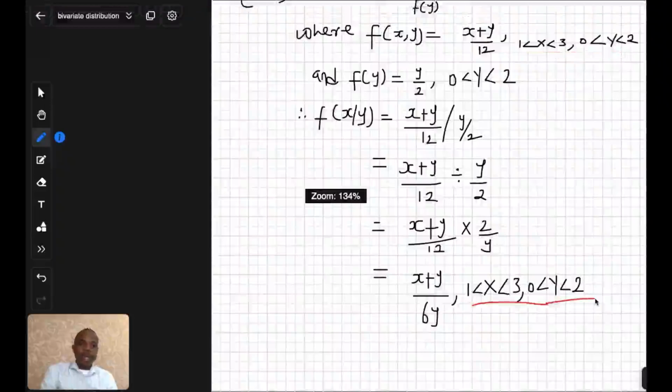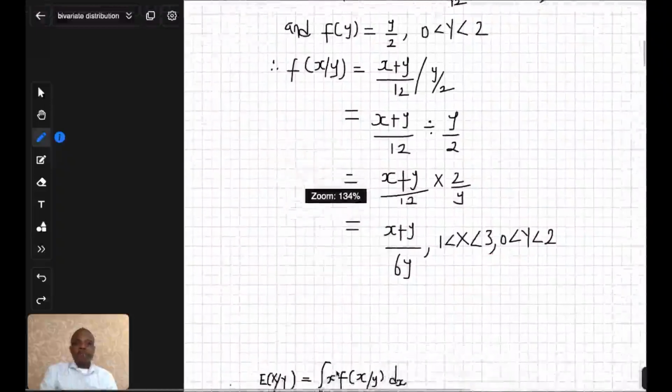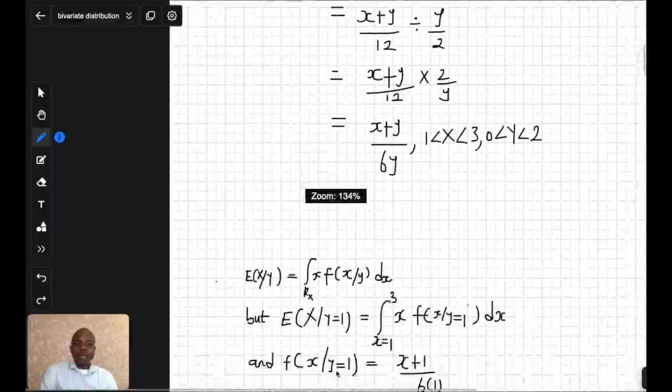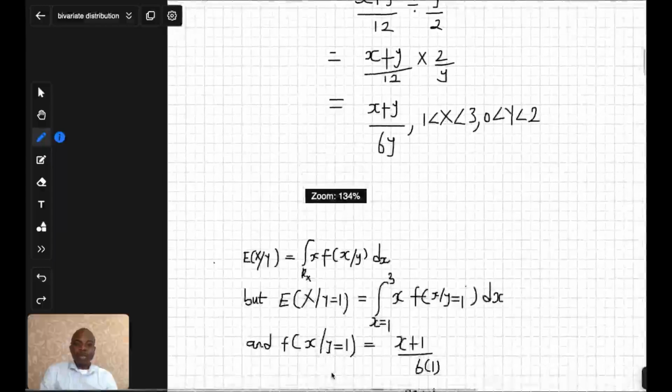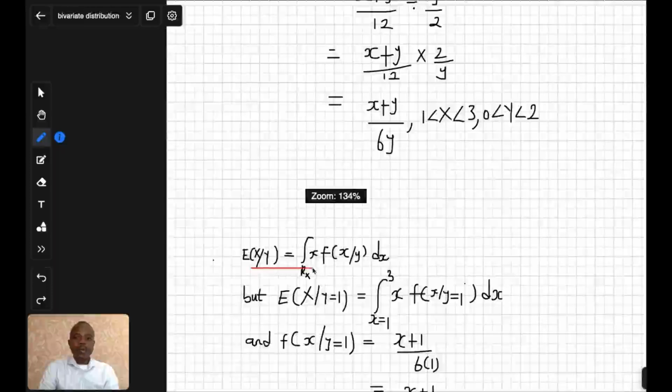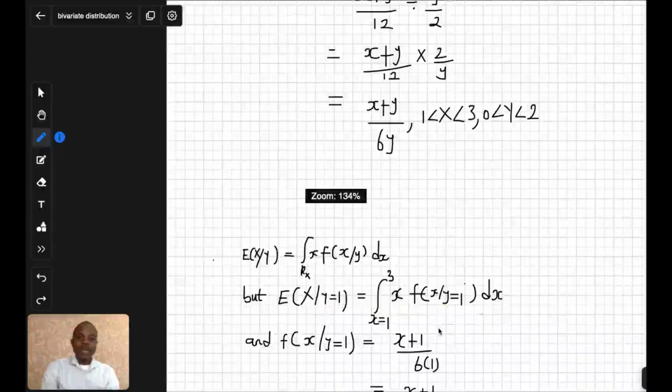All right. Now, we were told that we should look for the conditional expectation of x given y equal to 1. Given y equal to 1, the conditional expectation of x given y equal to 1, and that's what we want to do now. In order to do that, we know that the expected value of x given y is this, but if it is for y equal to 1, it becomes this.